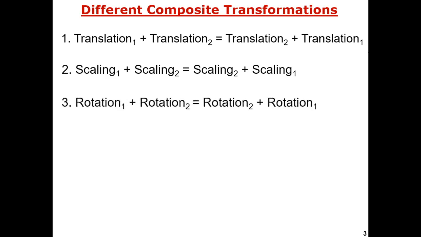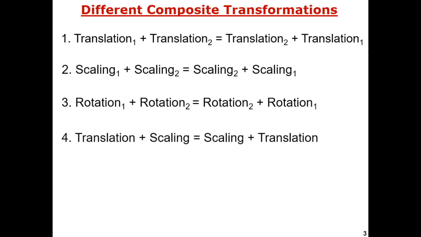The next one is rotation 1 and then rotation 2, and whether that is equal to rotation 2 and rotation 1. We are going to see the commutative property of these two sequences of basic transformations. The next is the combination of others, for example translation then scaling, and on the other side scaling then translation, to see whether the order is important, that is, commutative or not.